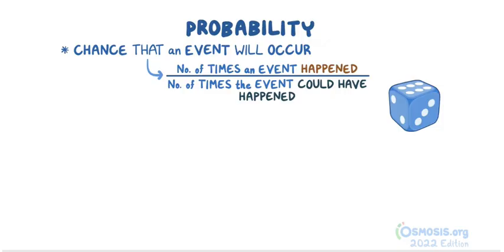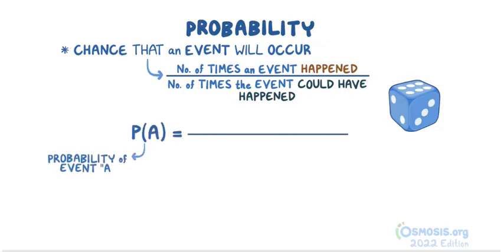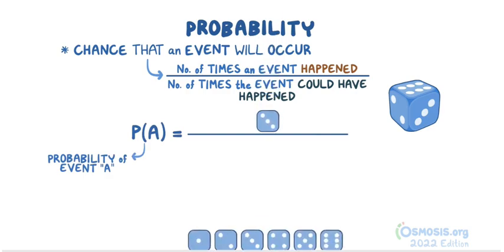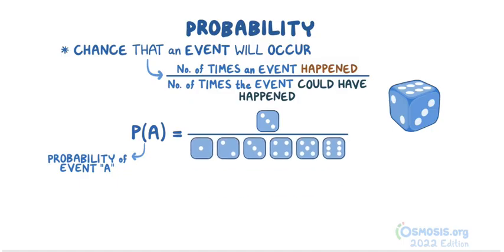Typically, probability is written with a capital P, and P of A represents the probability of event A happening. In this situation, event A is rolling a 3. Since a die has 6 sides, there are 6 possible numbers you could roll. So the probability of rolling a 3 is 1 divided by 6, or 0.167. Probability can be written as a decimal or as a percent. So the chance of rolling a 3 is 0.167 times 100, or 16.7%.